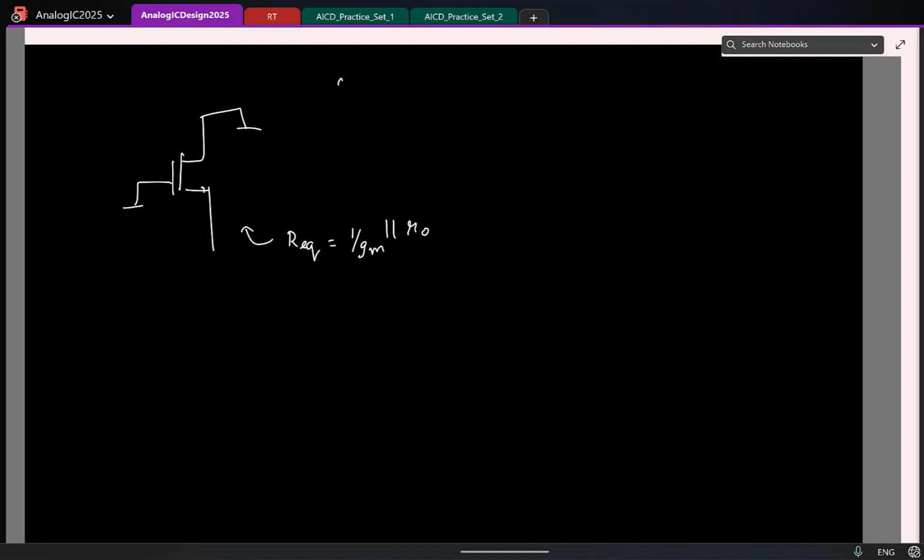If it is in saturation, you already know my intrinsic gain gm r0 is greater than 1, which means r0 is much greater than 1/gm. So how can I approximate this in practice? I have a very small resistance in parallel with a very large resistance. The smaller one will dominate. So I can always say this is approximately 1/gm, provided it is in saturation.